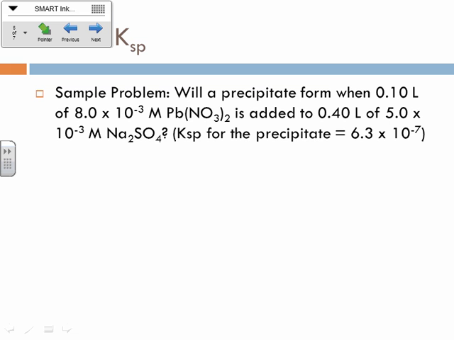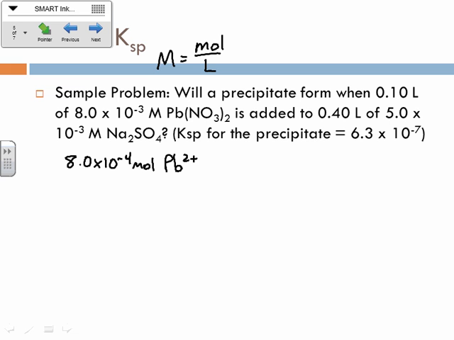0.1 liters. Oh, I can do that in my head. So we have 8.0 times 10 to the negative fourth moles of the Pb2+. You guys with me on that? I just used the molarity equation, right? So we've got molarity and we've got our volume in liters. So you just multiply the two together.